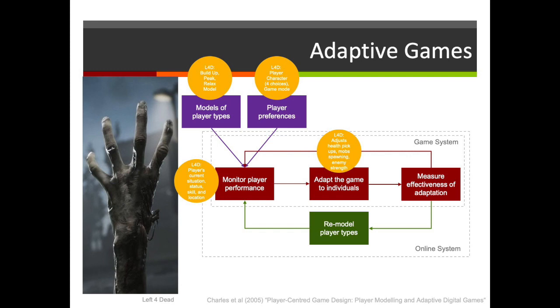Now, Left 4 Dead has multiple player characters, so you have a number of choices, and it has different game modes, so those would be player preferences. It doesn't so much have models of player types, but it does have a model that feeds into the monitoring of performance, in that Left 4 Dead understands the structure that it's trying to go for in terms of the dramatic arc. So it knows it's going through a build-up stage, it reaches a peak, and then there's a relaxation stage afterwards. And that will feed into the monitoring of the player performance and the adaptation of the game to the individuals, so that the sorts of things that are happening are appropriate for the place that the player is in that current dramatic arc.